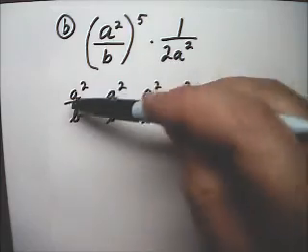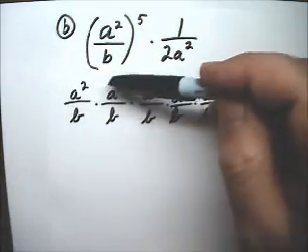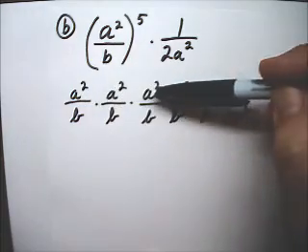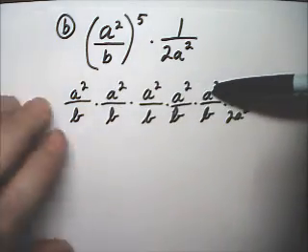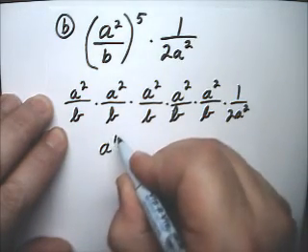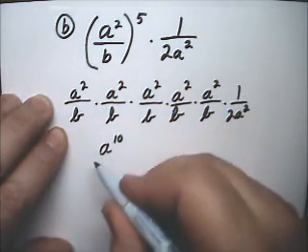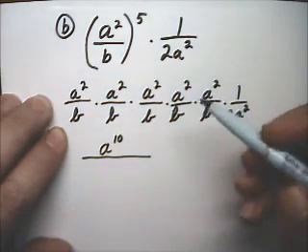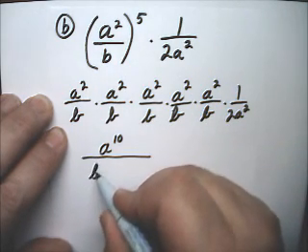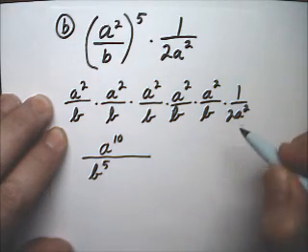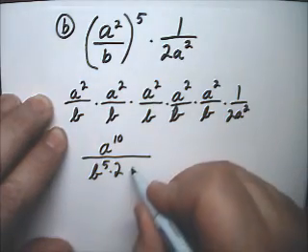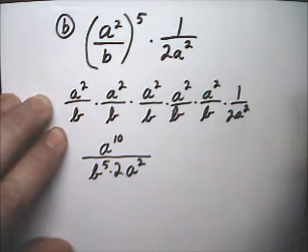So now in the top, I've got 2 a's from here, 2 from there, 2 from there, 2 from there, 2 from there. That's 2, plus 2 is 4, plus 2 is 6, plus 2 is 8, plus 2 is 10. So I have a to the 10th, and times 1 doesn't change anything. In the bottom, I've got b times itself 5 times. That's b to the 5th power. And I still have times 2a to the 2nd power.